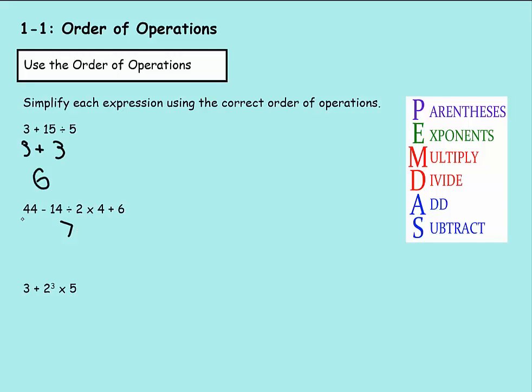So I'm going to rewrite this problem. 44 minus 14 divided by 2, which we just solved. Now we have times 4 plus 6. So we have subtracting, multiplying, and adding.